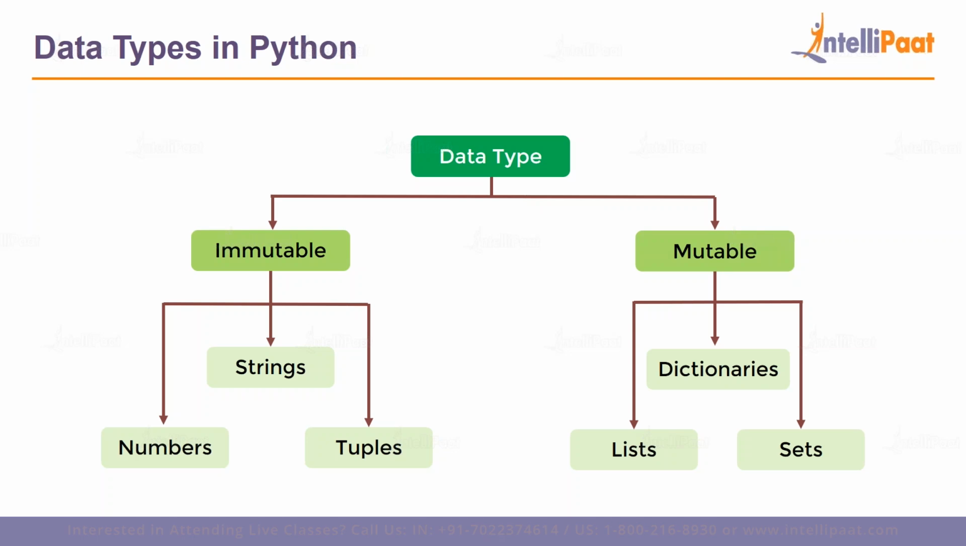On the other hand, in mutable, we have lists, dictionaries, sets, and in lists, we have several types such as generic lists or tuples and all. We'll take a look at them one by one. So let's take a look at them.